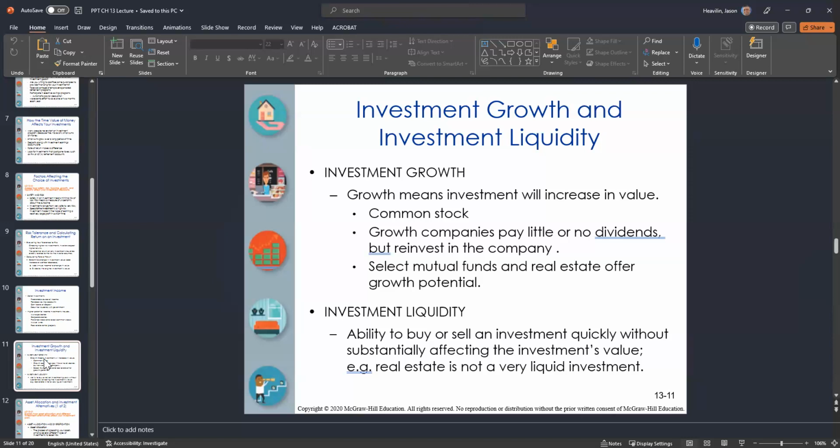So growth means investments will increase in value. Common stock is your typical example. Not all common stock are considered growth stocks, but that's the point. Now here, growth companies pay little or no dividends. And the reason is because the less dividends they pay, then the value of the stock goes higher because the value of the company is going higher.